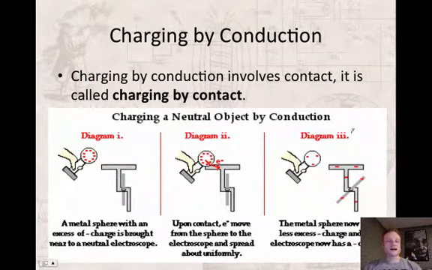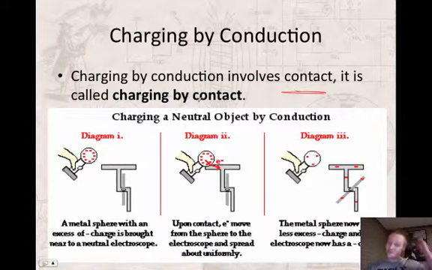The third and final way is something called charging by conduction. Charging by conduction does involve contact. So you can also call this charging by contact if you prefer. It's not a big deal to me. So how does that work? Well, let's take a look at this picture.